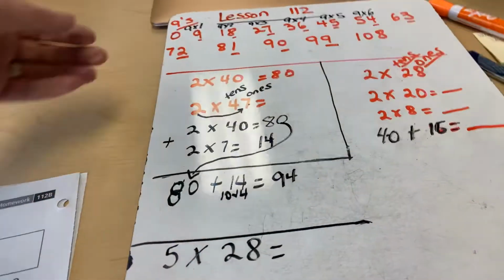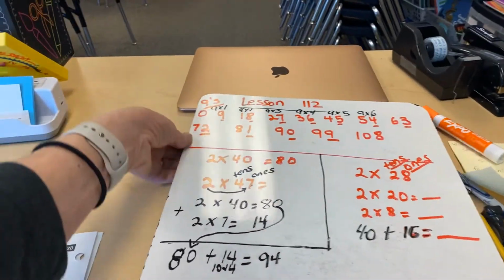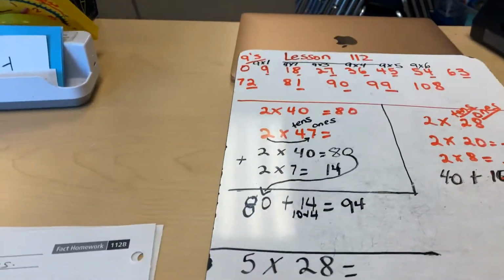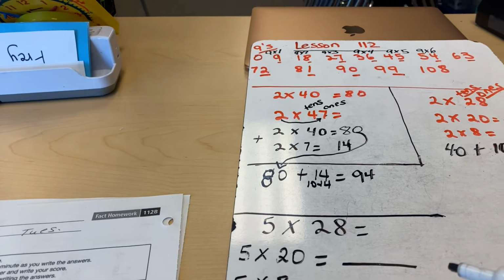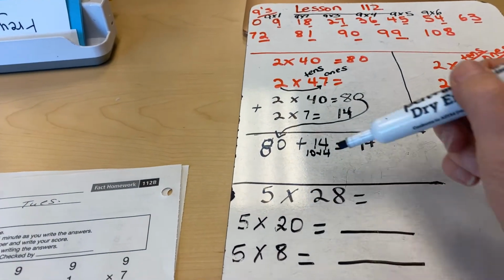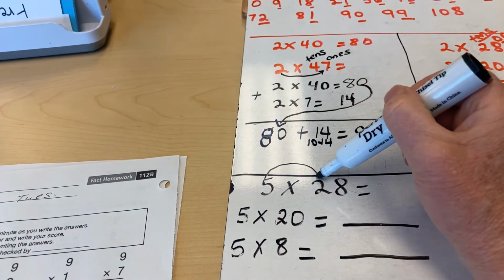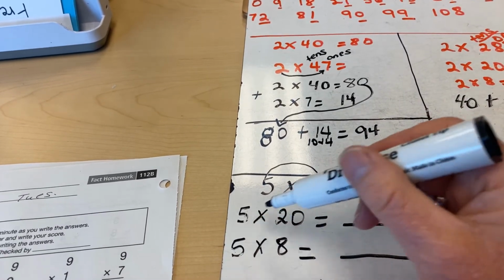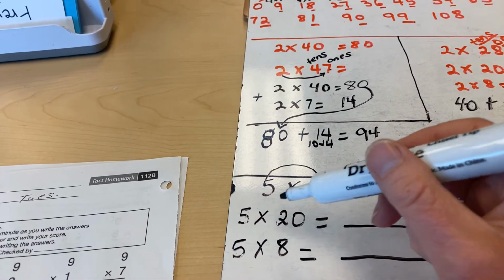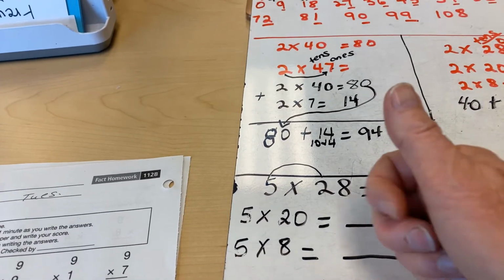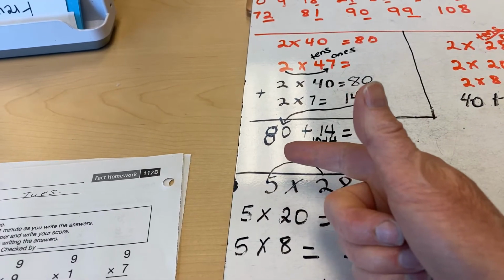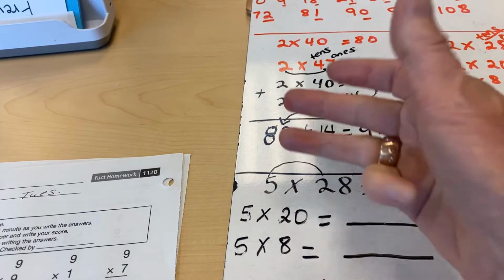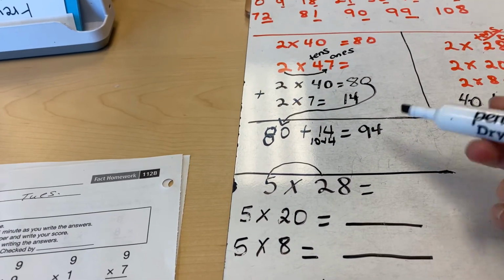Let me fix this so my computer doesn't fall off. Okay, let's go to this one. 5 times 28. So we have 5 times 20, okay? 5 20s. So what's 5 20s? So 20, 40, 60, 80, 100. 5 20s is 100.